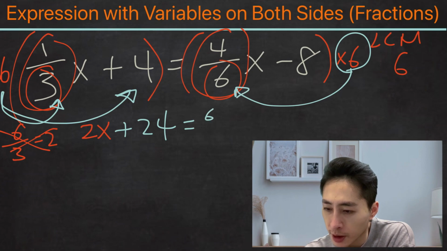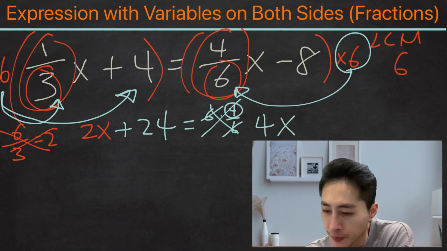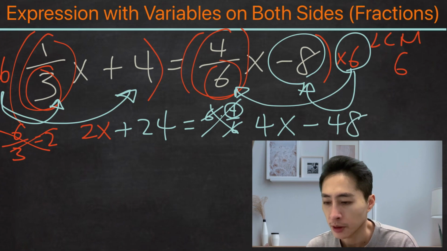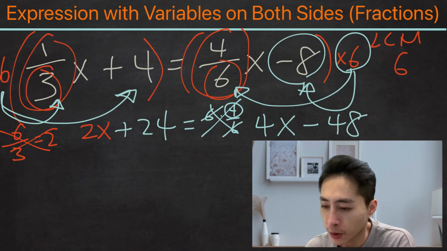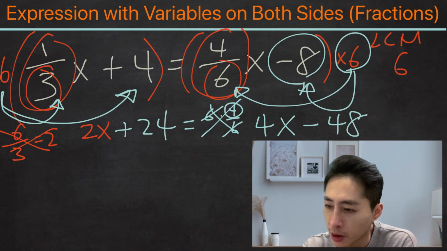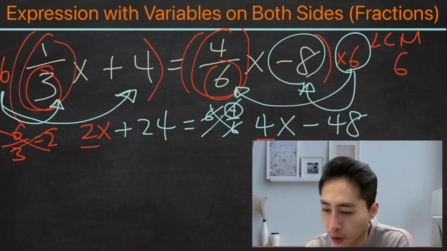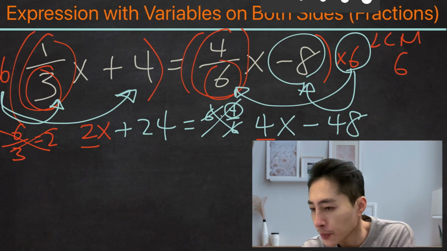On the other side, we have 6 multiplying by 4/6x. So 6 times 4 over 6, these cross out, so we're left with 4. So we have 4x here. And then we'll take 6 multiplying by -8. So 6 times -8 is -48. Now we have whole numbers as coefficients for both expressions. So the expressions 4x and 2x now have whole number coefficients. So we just need to isolate so that x is on one side and the number on the other.